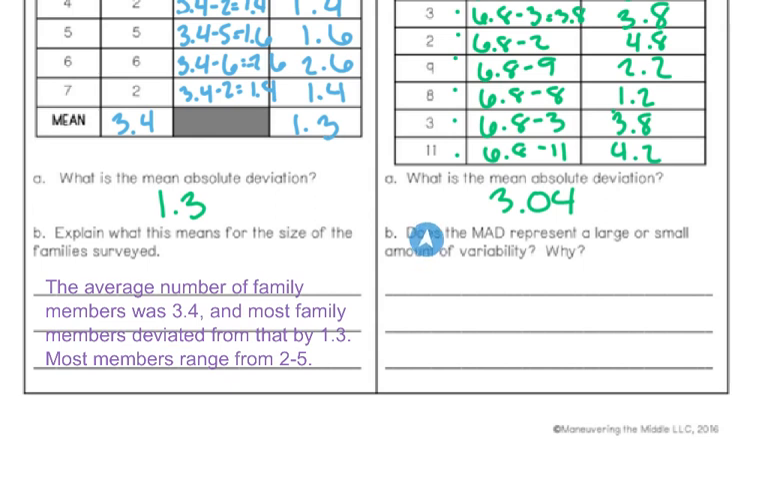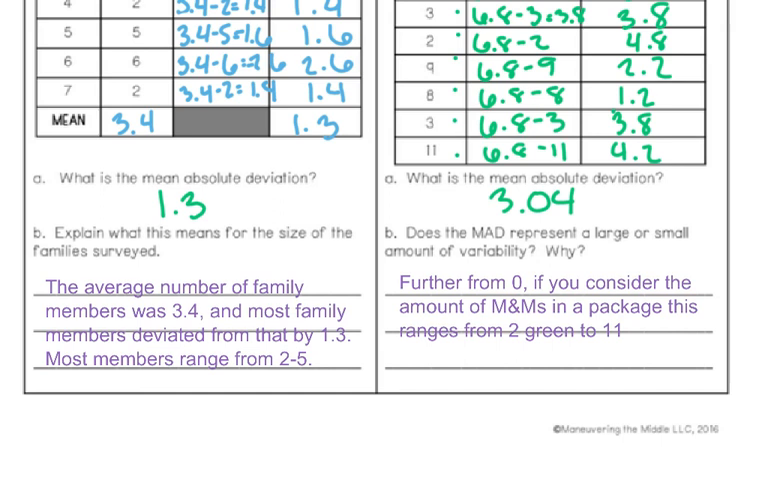I want you to go ahead and pause and answer this question. Does the mean absolute deviation represent a large or small amount of variability, and why? So I would say that this represents a large amount of variability since 3 is a little bit further from 0. Also, if you consider the amount of M&Ms in a package, these packages range from only having 2 greens to 11 greens, and that's pretty spread out data. Whereas in our last example, it only ranged between 2 and 5. So between 2 and 5 is a lot closer than between 2 and 11.